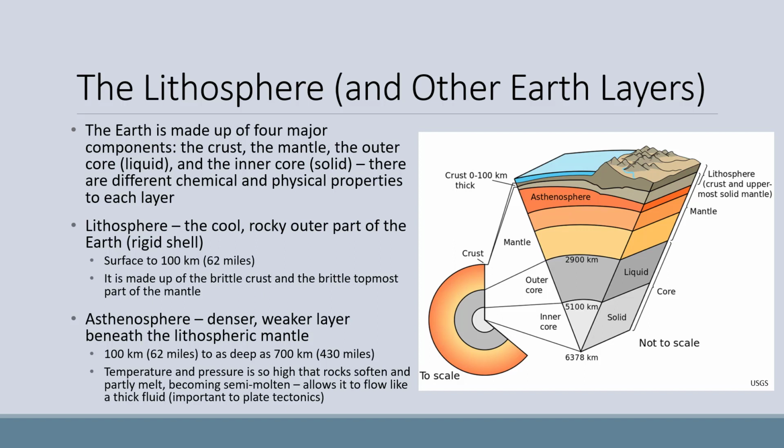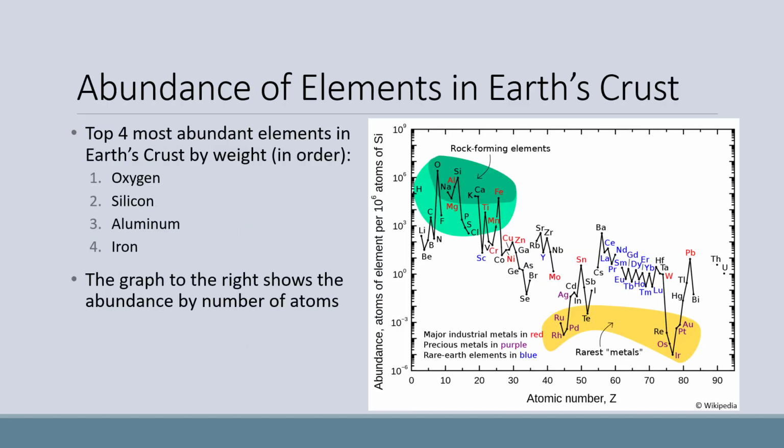Because of this, some Earth scientists call the sphere of Earth that deals with land the geosphere. Anywho, the lithosphere goes from the surface to 100 kilometers or 62 miles. It is made up of the brittle crust and the brittle topmost part of the mantle. The asthenosphere is the denser, weaker layer beneath the lithospheric mantle. It goes from 100 kilometers to as deep as 700 kilometers. The temperature and pressure is so high that rocks soften and partially melt, becoming semi-molten. This allows it to flow like a thick fluid, which is important to plate tectonics.